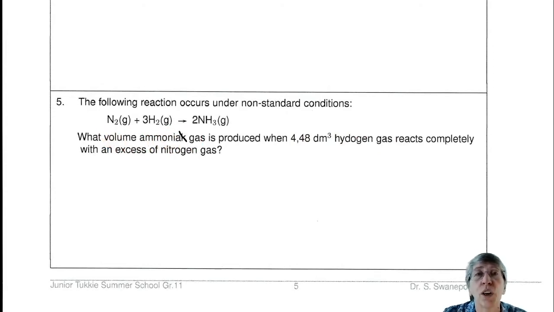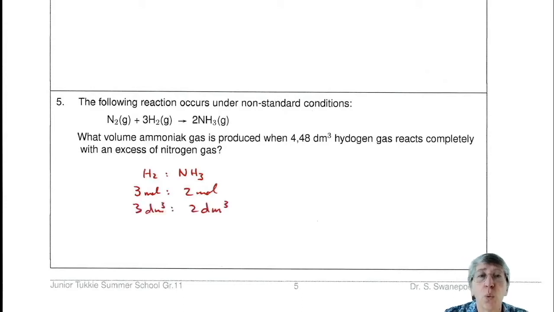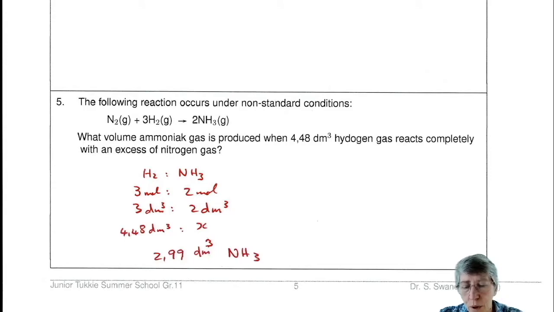So this is one of our exceptions. And here I will immediately say that mole ratio is going to be my volume ratio as well. And then it's easy to see that if you've got 4,48, that is going to give you 2,99 cube decimeters of ammonia. Right, guys, then one more exception.